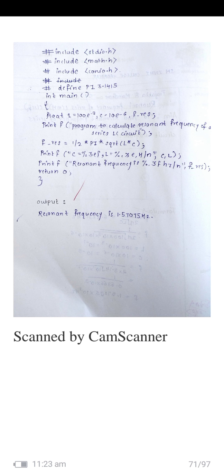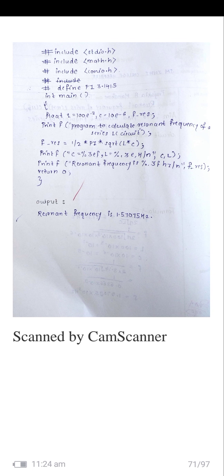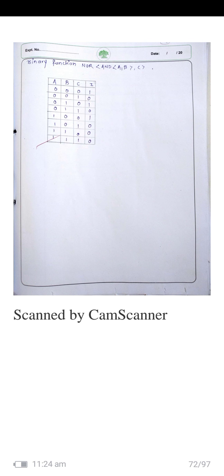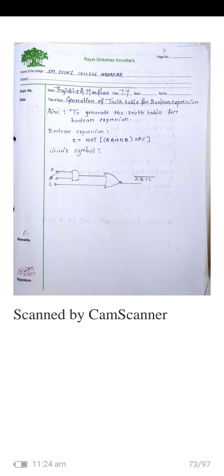This is the program. Compile, check the errors, save again and run the program. Now we have to directly put the values of L and C here. Then we run the program. The output resonant frequency is 1.57075 hertz. Now this is the C programming.